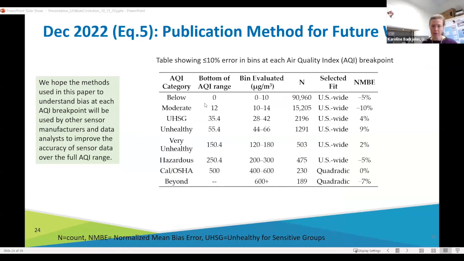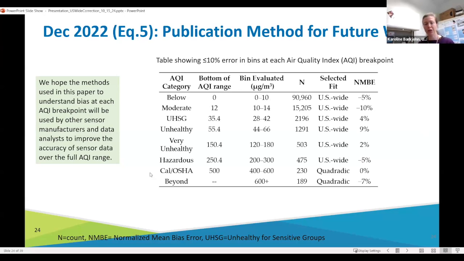And so this is based on the old AQI. The PM2.5 AQI was just updated in the United States, but basically we looked at right around each breakpoint. So the breakpoint between good and moderate was 12. So we looked at the data between 10 and 14, plus or minus 20%. And we saw a bias of negative 10%. And so we were trying to keep the bias within each of these bins at less than or equal to 10%. And so you can see we achieved that.